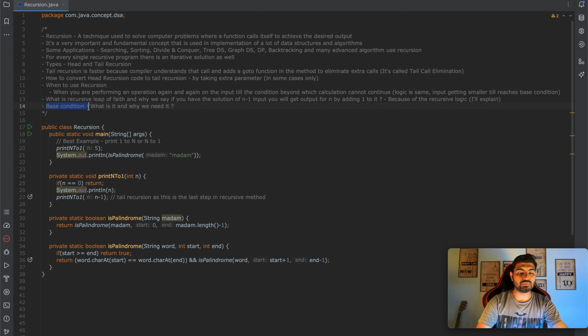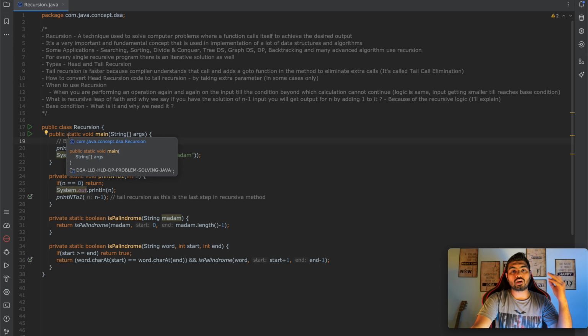Base condition, I have already told you what it is and why we need it. Because you have to terminate your recursive call at some point of time. That's why you need to have it in your recursion. Without base condition there is no recursive call. Now I know when people talk about recursion, the first program they take is the factorial number. I understand why, because there you can explain the number keeps on multiplying and the input is getting reduced, but that program does not reveal the actual intent. I mean, yes, you are able to calculate factorial. To be honest, it was not that intent revealing for recursion to me.